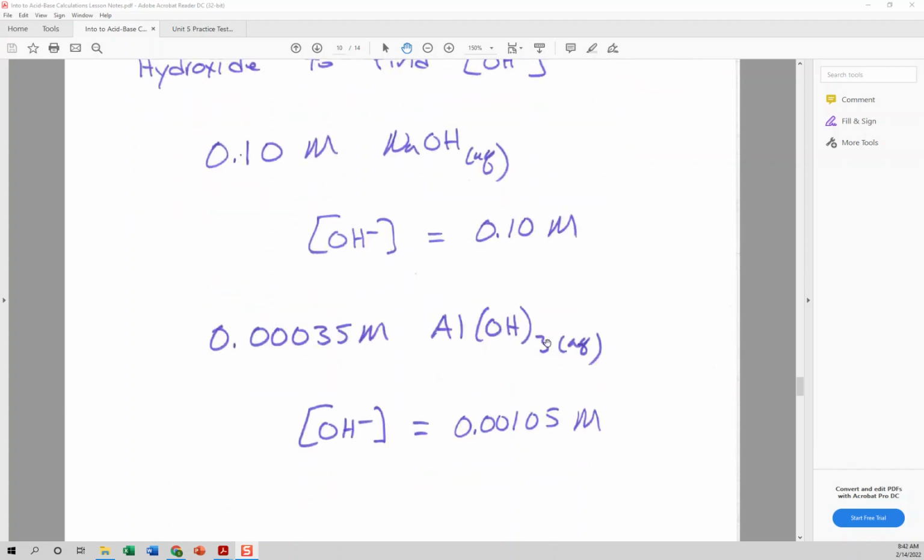If I was told I have an aqueous solution of aluminum hydroxide, and this was the molarity of the aluminum hydroxide, if I took this times 3, that would be the molarity of hydroxide. And again, once I know the molarity of hydroxide, case closed. I can find the pOH, I can find the pH, I can find the hydronium concentration, whatever you want. So negative log of this, minus 14, would give me the pH. You could just stop at the pOH sometimes, but a lot of times questions will ask you about the pH, not the pOH, just because pH is more common, okay?